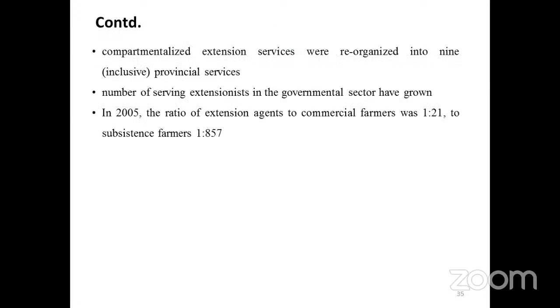If you see 2005 data, the ratio of extension workers to commercial farmers was 1:21. Look here, this is commercial farmers, not every farmer, but it is around 1:800 to 900 for subsistence farmers also. So it is much better than India.